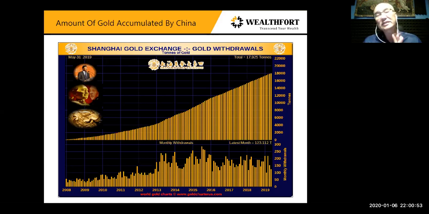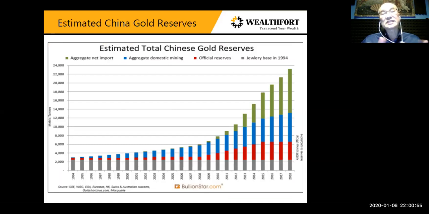So there are some theories of that, because this is the estimated total of Chinese gold reserves owned by the government. It is based on the aggregate net import and aggregate domestic mining. For some of you who may be unaware, China is the world's largest gold miner and producer. Then you have the official reserve, which sits with the PBOC. Then you have the jewelry base in 1994. There has been hardly any change in the jewelry base, but you can see that aggregate mining has steadily been increasing, and aggregate net import as well.